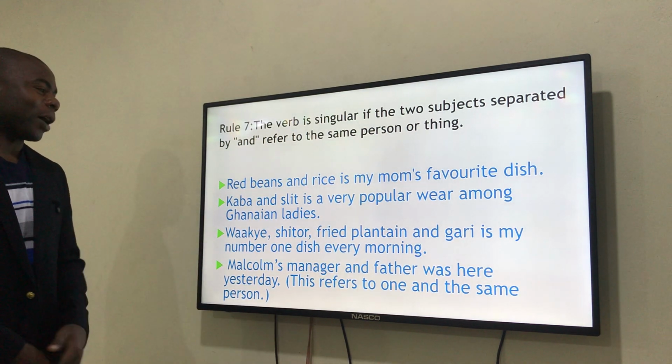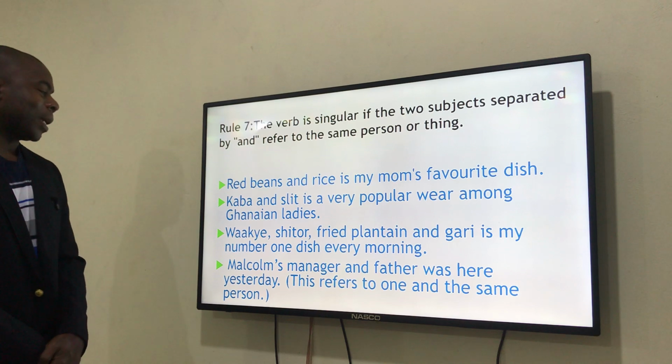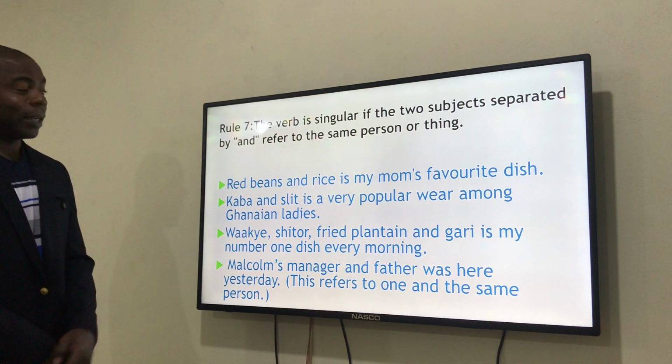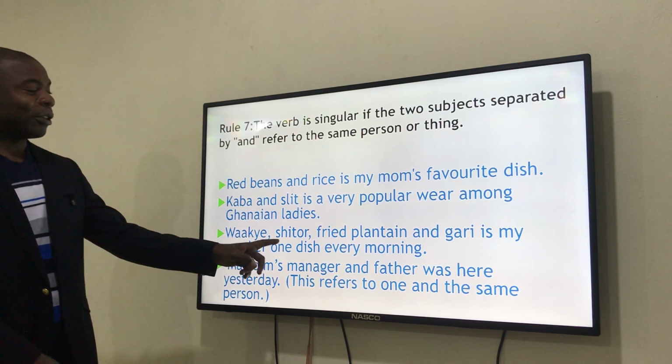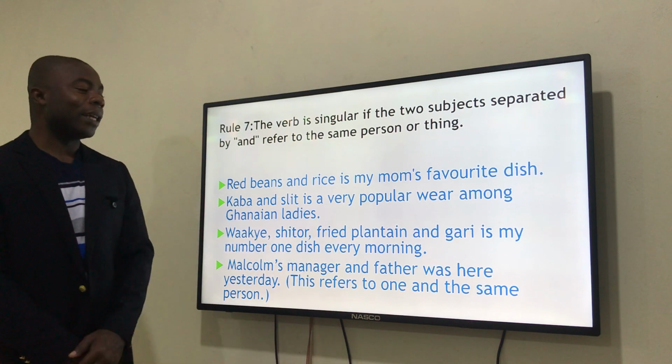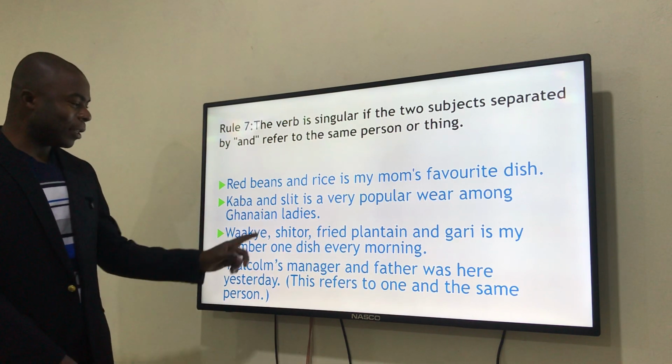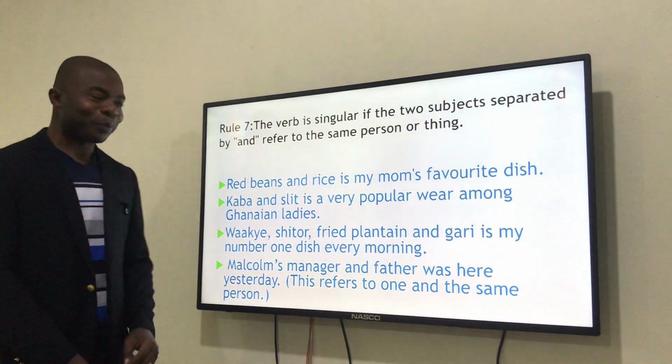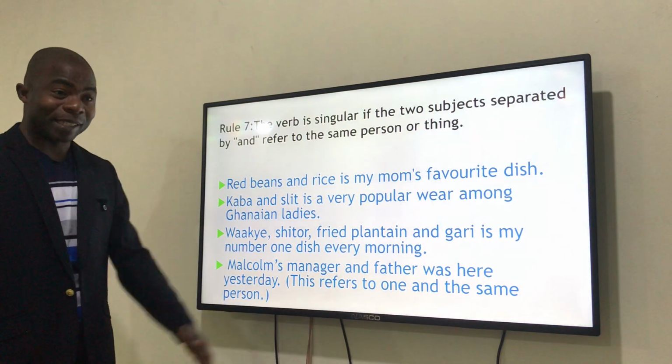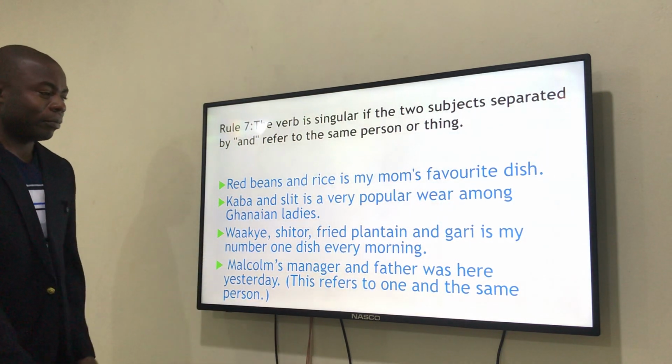Wache, shito, fried plantain, and gari is my number one dish every morning. Now take note. Wache, shito, fried plantain, and gari. You can count 1, 2, 3, and 4. But the verb is singular because it refers to food, a meal.